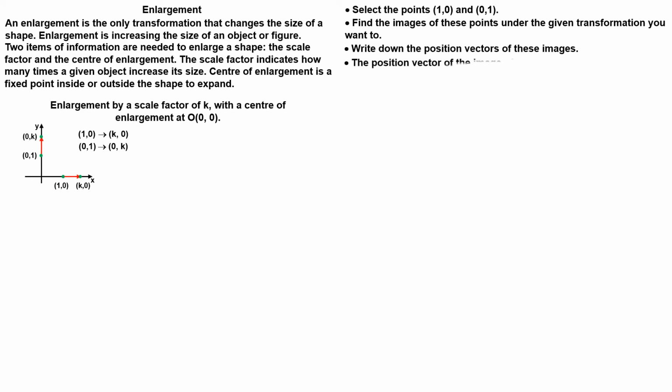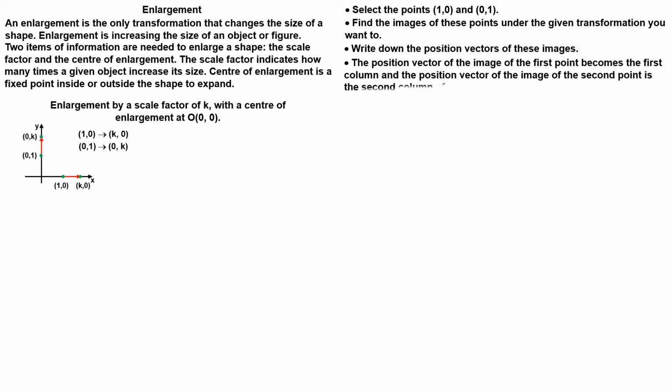The position vector of the image of the first point becomes the first column, and the position vector of the image of the second point is the second column of the required matrix. This is the transformation matrix for enlargement by a scale factor of k. When multiplying by this matrix, the point matrix is enlarged by a factor of k in the x and y directions.